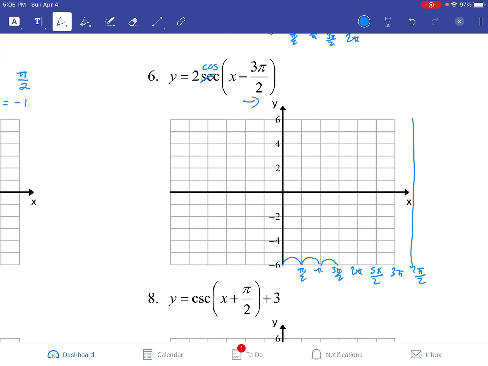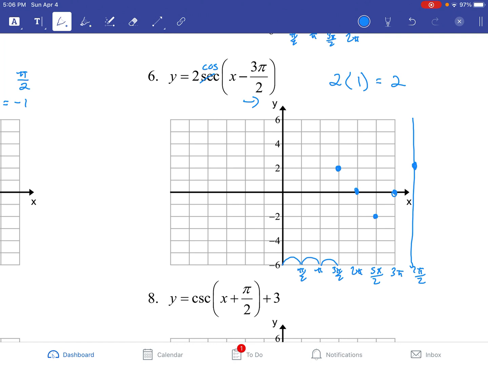Okay, so we have our first spot for the horizontal, and I'm going to figure out what the vertical is. So to figure out the first point, 2 times cosine, which is at 1, gives you 2. So at 3 pi over 2 and 2 is where our graph begins. Then we use the amplitude to find the rest of the points. Cosine goes down by 2, and by 2 again, then up by 2, and up by 2.